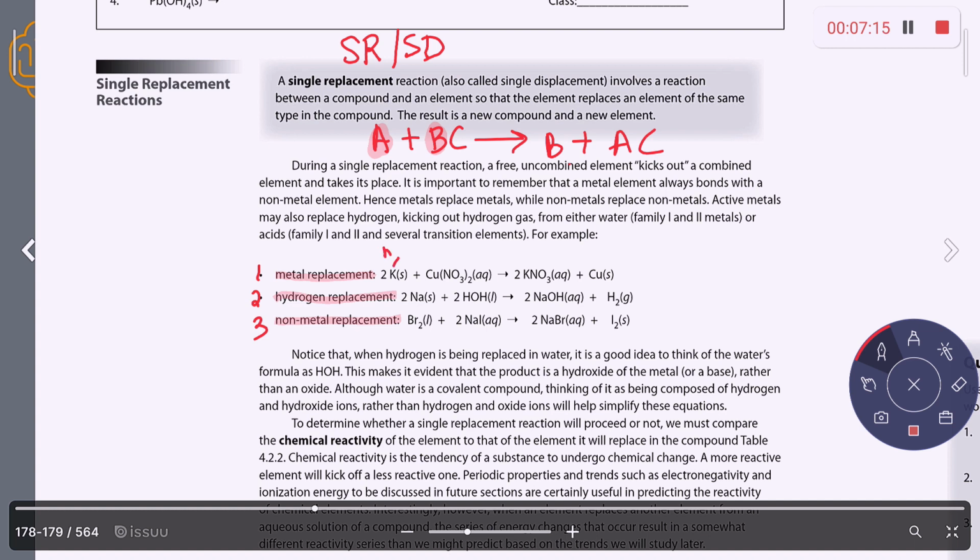Potassium is a metal, okay? Therefore, it would replace the metal in the compound if potassium is more active than copper on the activity series on the next page, okay?